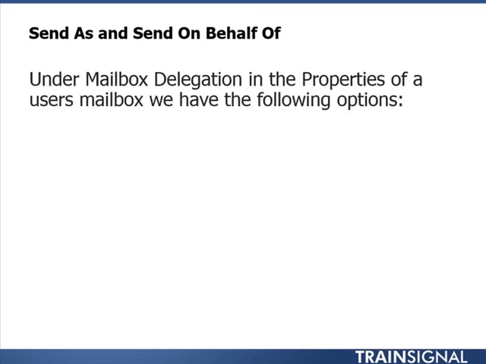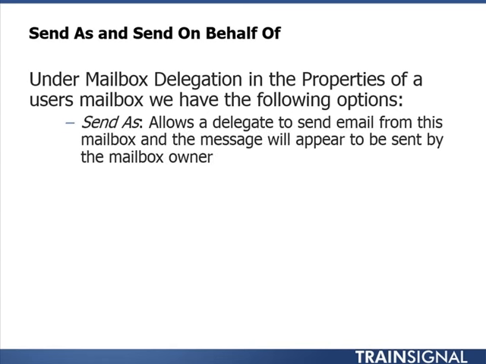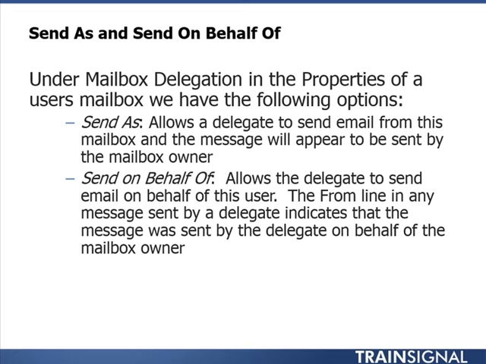In addition, let's talk for a moment about send as and send on behalf of. So under mailbox delegation, in the properties of a user's mailbox, we have the following options. Send as, which allows a delegate to send email from this mailbox, and the message will appear to be sent by the mailbox owner. Send on behalf of, which allows the delegate to send email on behalf of this user. The from line in any message sent by a delegate indicates that the message was sent by the delegate on behalf of the mailbox owner.